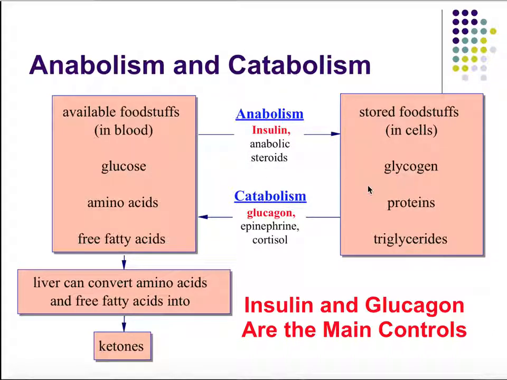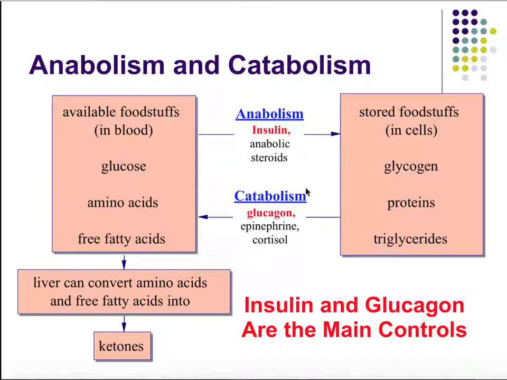To move in the other direction, we will undergo catabolism. Catabolic pathways take something big and break it down into the individual pieces, so it goes in the opposite direction. Taking glycogen from our cells and breaking it down so that glucose is released into the blood is a catabolic pathway. Taking proteins in our cells and breaking them down, we get our individual amino acids, and our triglycerides we can break down into free fatty acids. This process will be promoted by the hormone glucagon.